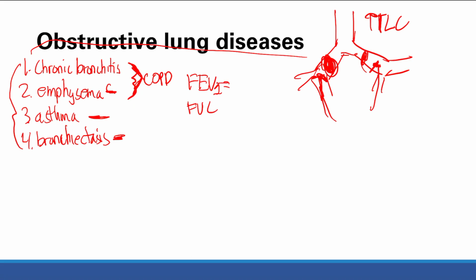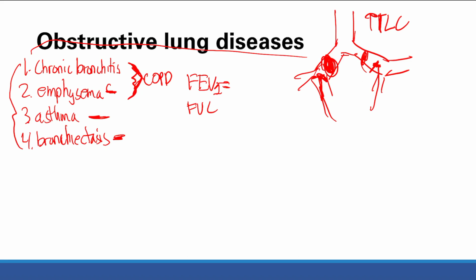FEV1, how much air can you blow out? If you blow it as hard as you can, you do the same thing, but you just measure the first second. How much air came out in that first second versus how much total air can you push out if you have all the time in the world. That's your FVC, and that's your FEV1.